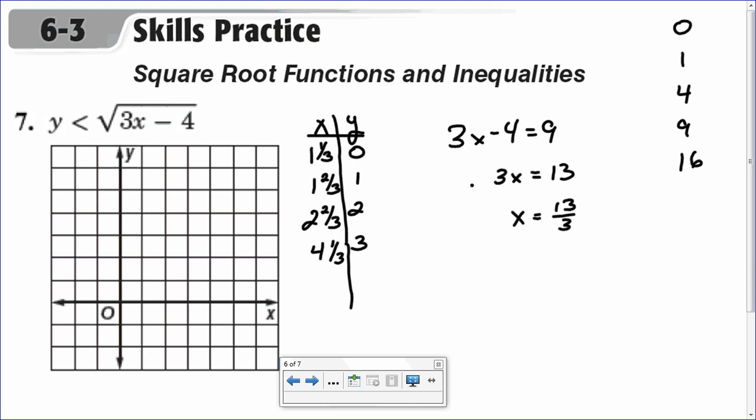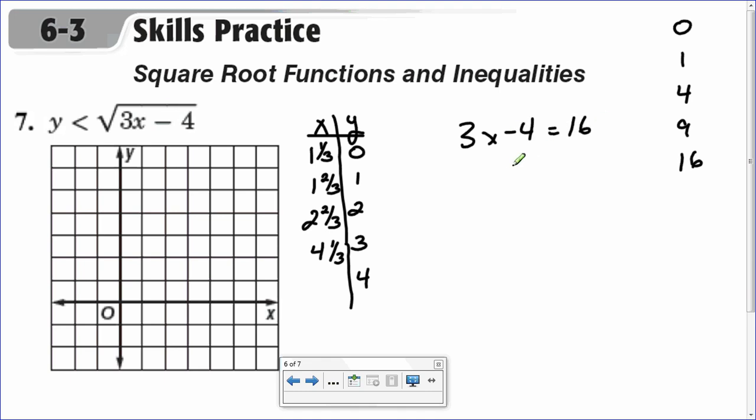And let's go ahead and go just one more here since we've got plenty of time. Let's set this thing equal to 16. The square root of 16 is 4. All right, so 3x minus 4 equals 16. Let's add 4 to both sides. 3x equals 20. Divide both sides by 3. 20/3. 20 divided by 3 is going to be 6 with a remainder of 2.